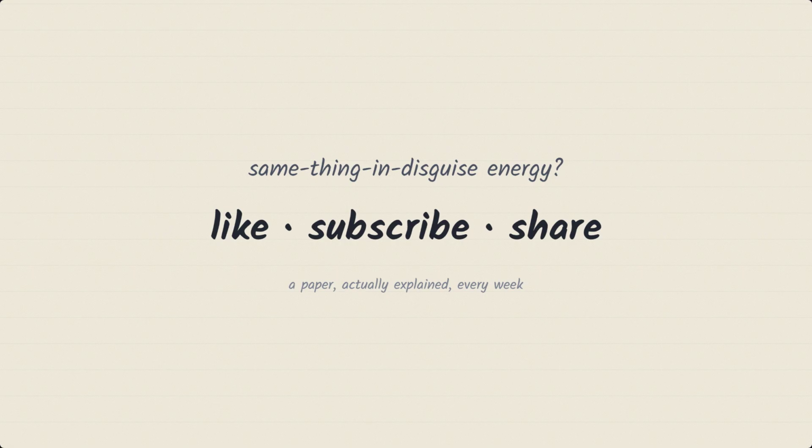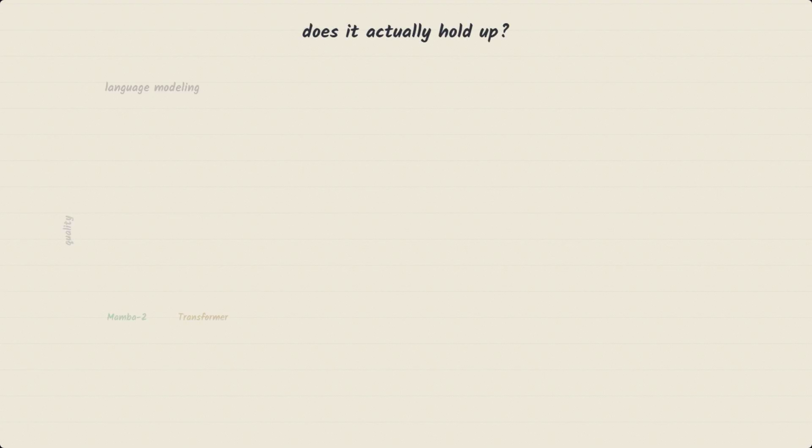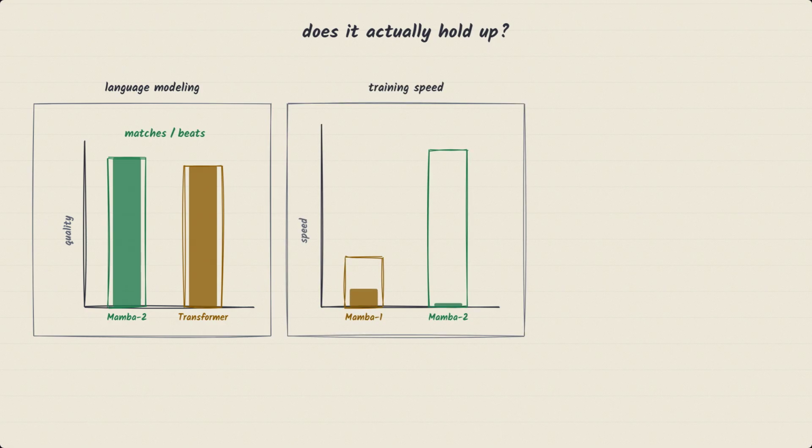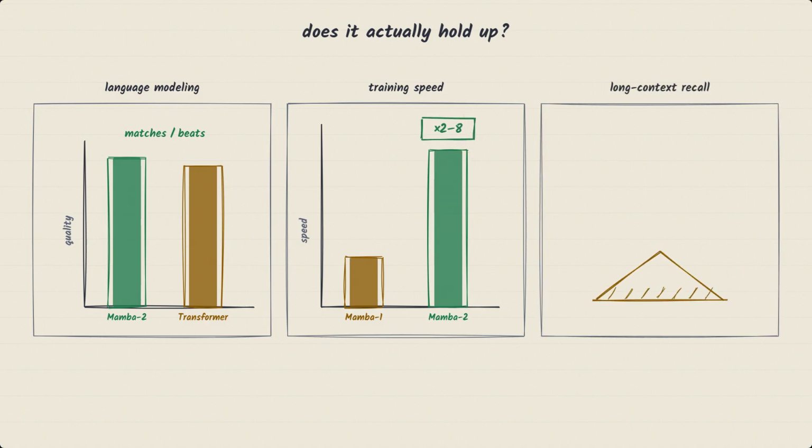Does it hold up? Mamba-2 matches or beats a Transformer at the same size on language modeling, trains 2 to 8 times faster than the original Mamba, and, because the state is bigger, it's genuinely better at the needle in a haystack. Recall that small state space models used to fumble.